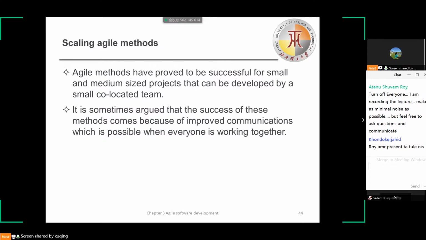It is sometimes argued that the success of these methods comes because of improved communications, which is possible when everyone is working together. That means, as for agile methods, usually we sit together to develop the system together. Some people say that the reason for the success of agile methods is this one. And when we are together, we can have better communications.